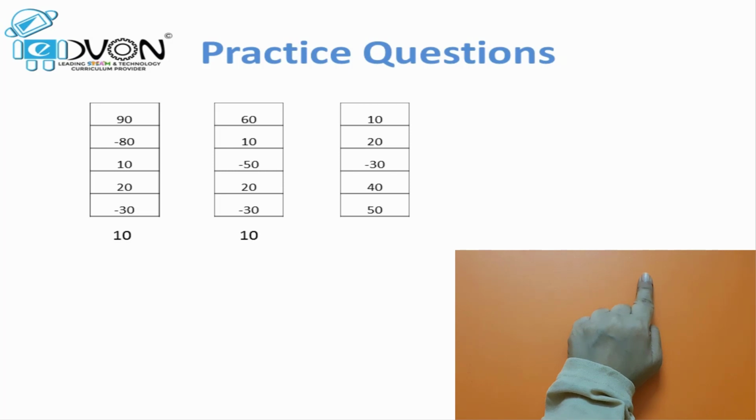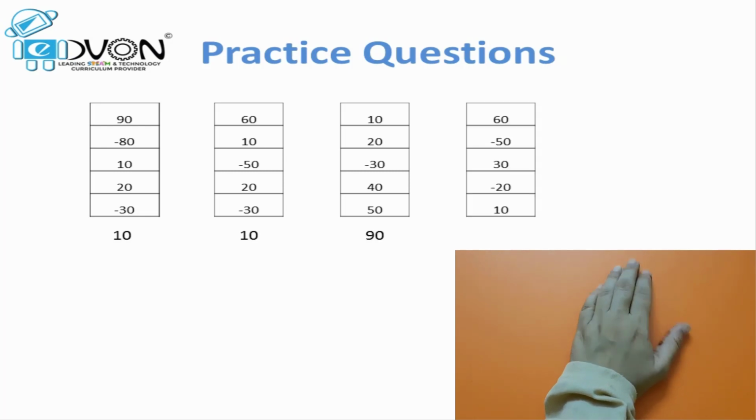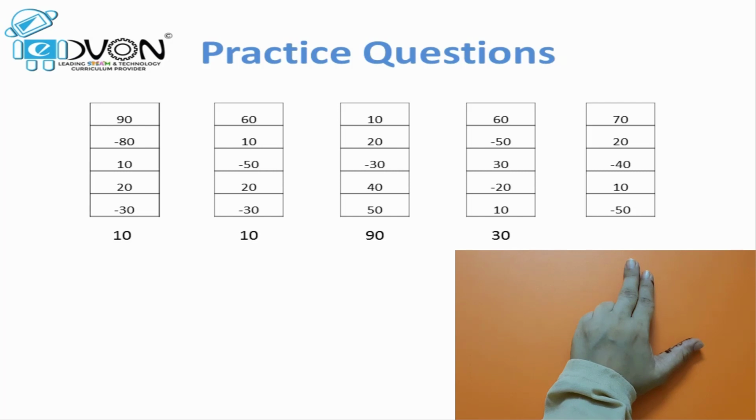10 plus 20 minus 30 plus 40 plus 50. Answer 90. Two more questions. 60 minus 50 plus 30 minus 20 plus 10. Answer 30. Last question. Make 0. 70 plus 20 minus 40 plus 10 minus 50.